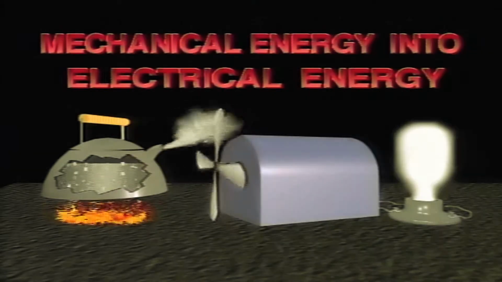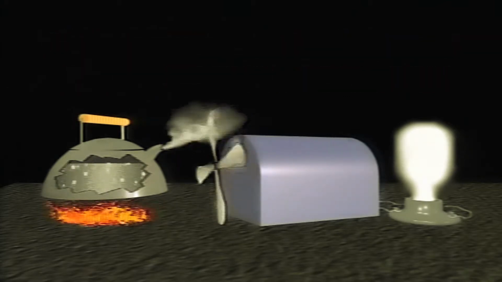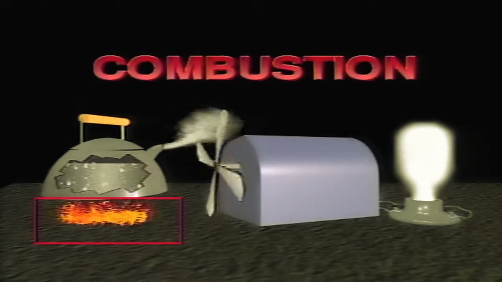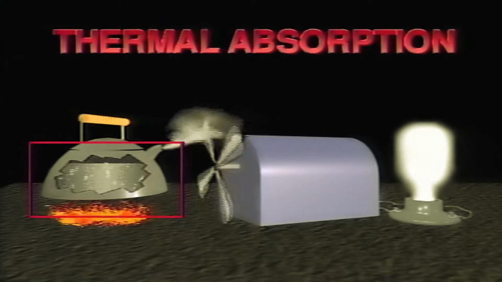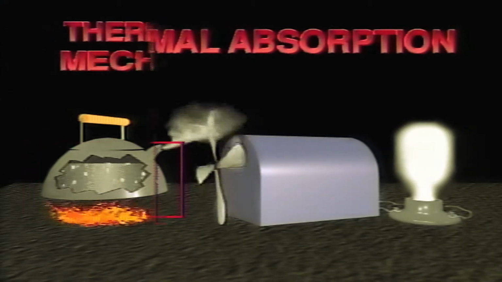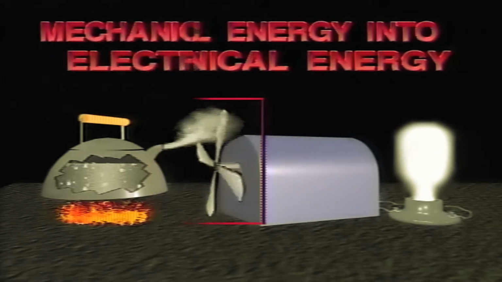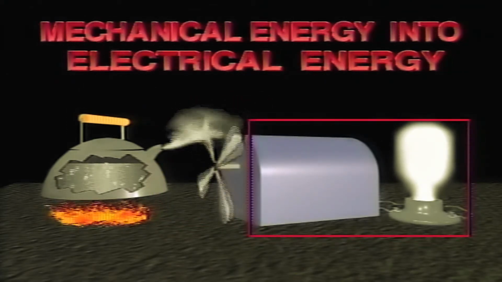So remember, the basic principles of power plant operation are simple. The energy conversions are combustion, thermal absorption, conversion of thermal energy into mechanical energy, and finally, conversion of mechanical energy into electrical energy.